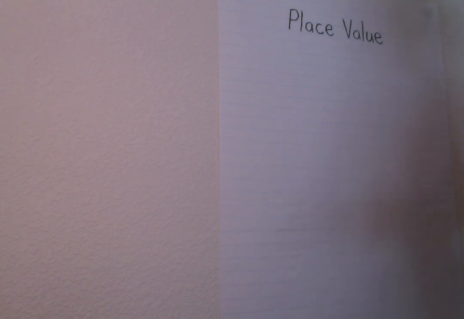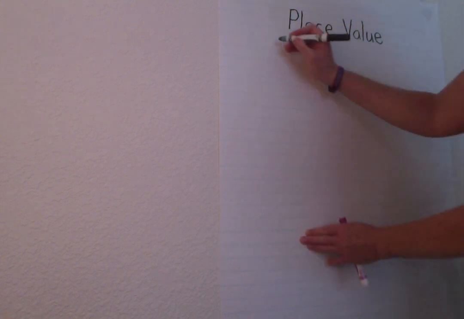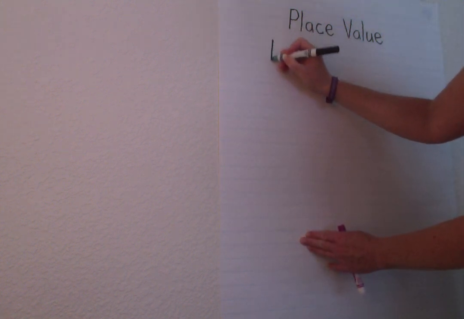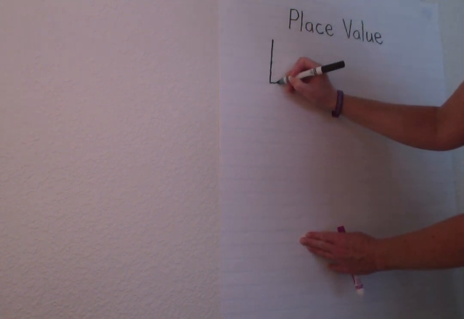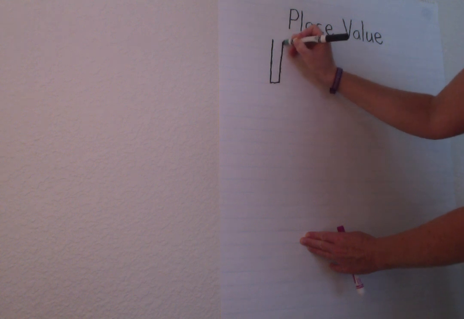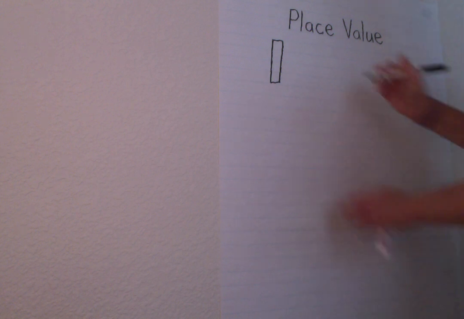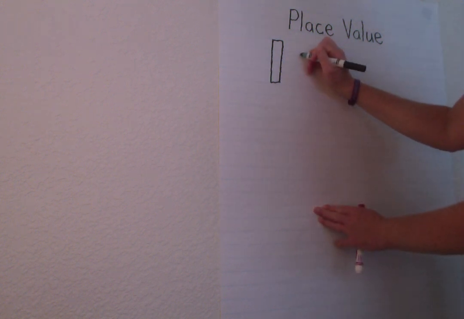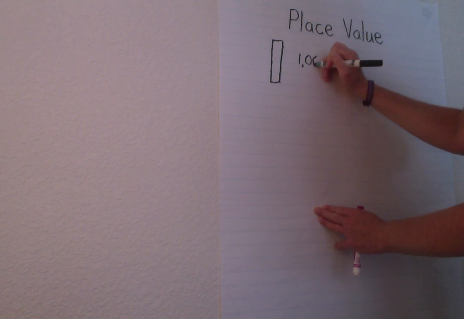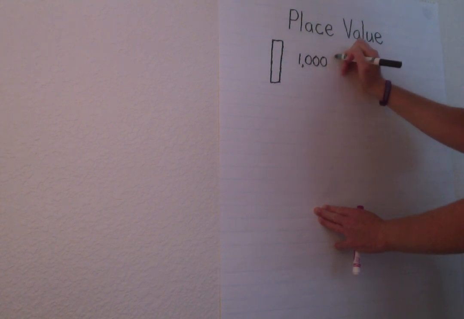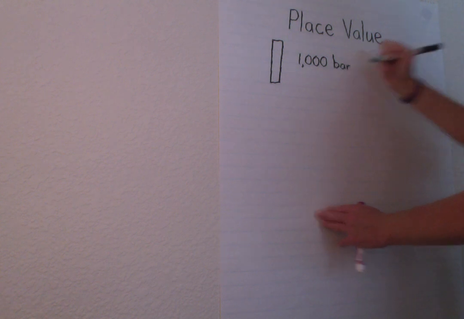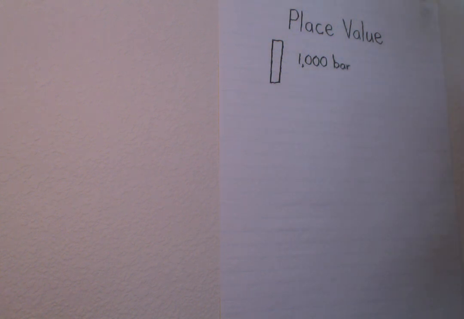With place value, there are 4 drawings I'd like you to do. Here's the first one. It's called a 1,000 bar. So give it some thickness. It's different than a 10 stick. Looks like that. And we're going to write it. We're going to put this as 1,000 bar. So jot that down in your Spiral Math Notebook.